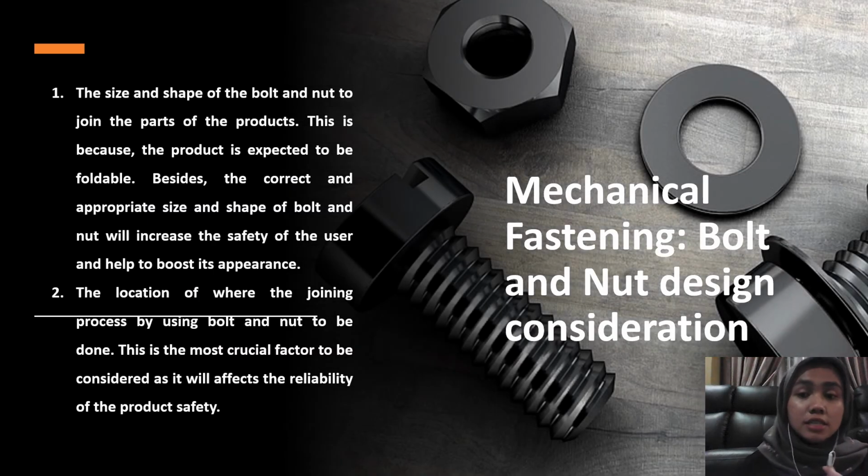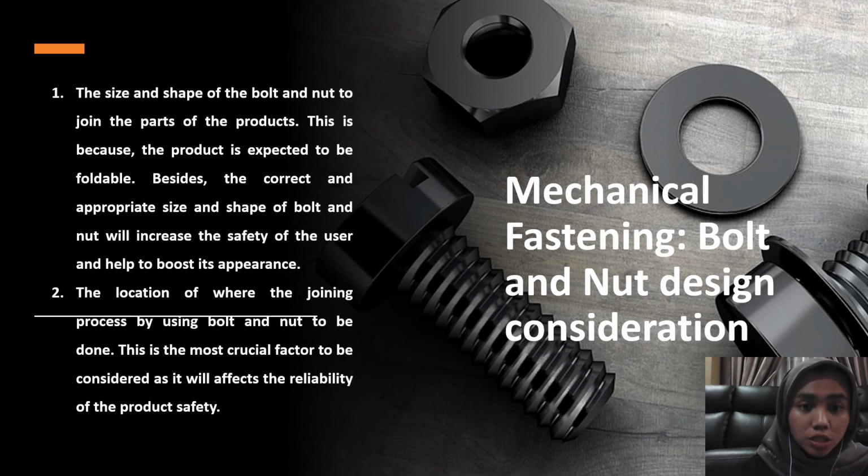Next is the design consideration for mechanical fastening, which is using bolt and nut. First criteria that have to be considered is the size and the shape of the bolt and the nut to join the parts of the product. This is because the product is expected to be foldable. Besides, the correct and appropriate size and shape of bolt and nut will increase the safety of the user and help to boost its appearance.